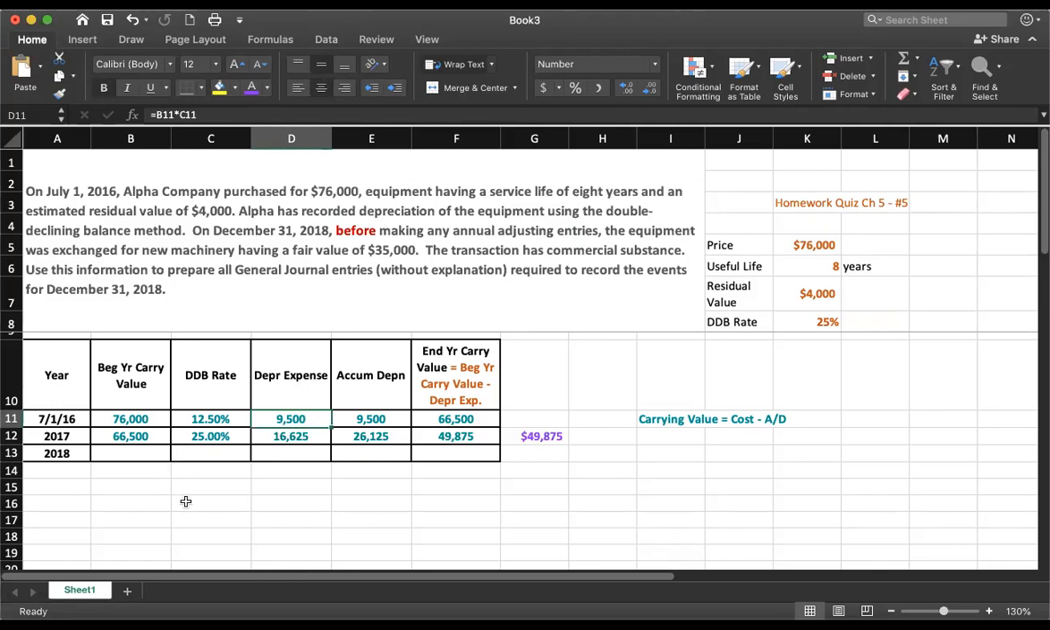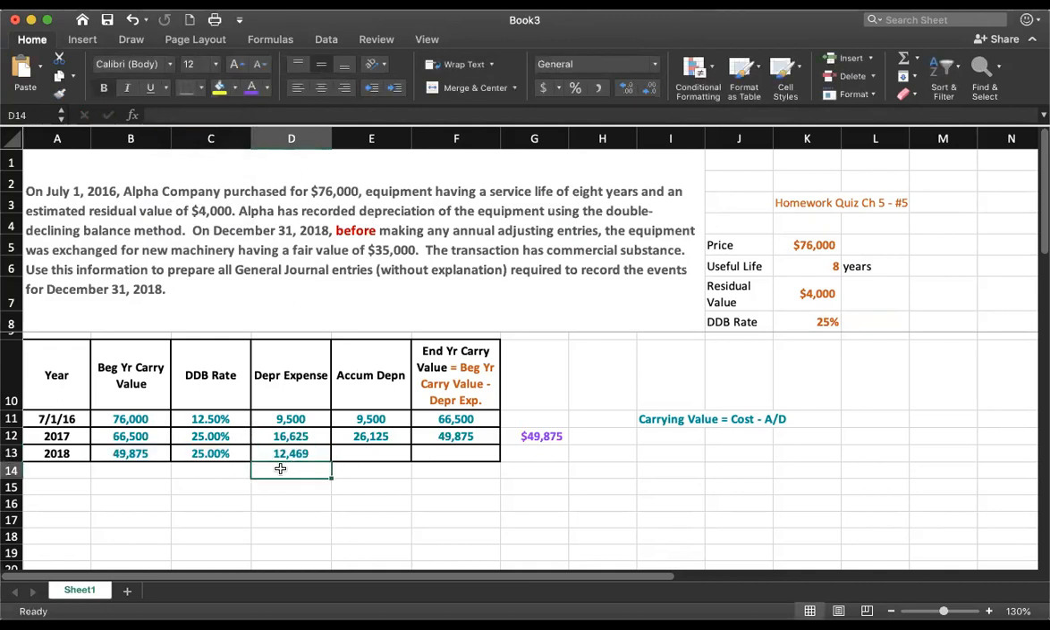All right, so that was 2017, and it was at the end of 2018 that they made the exchange of this equipment for machinery. The beginning of the year balance for 2018 on the equipment was $97,875. The double declining balance rate is still 25%. So therefore, the depreciation expense for 2018 is going to be, and I meant to say round, so I'm going to add it here, I want to round this to 0 decimal places.